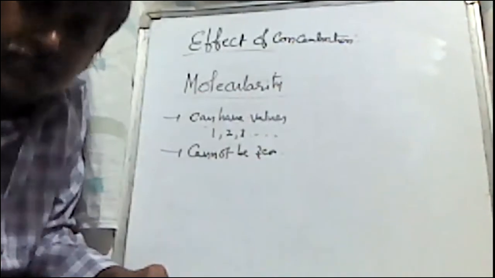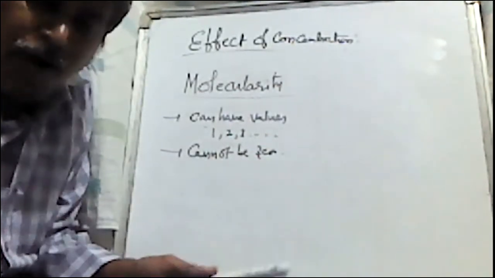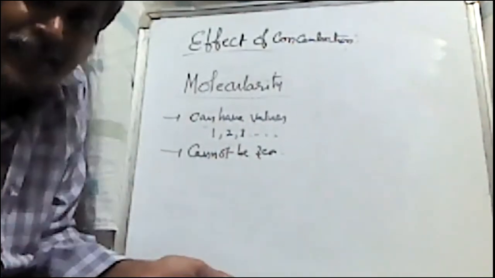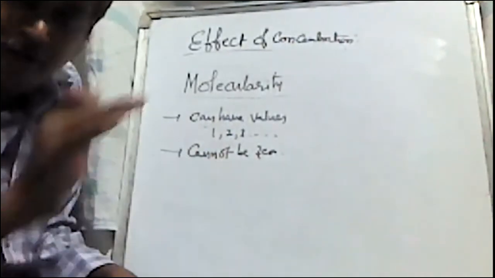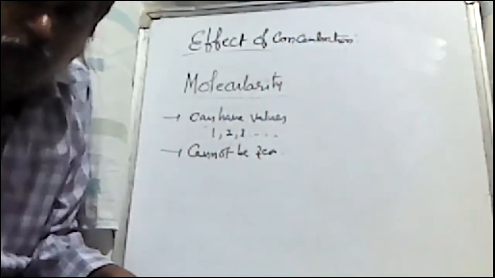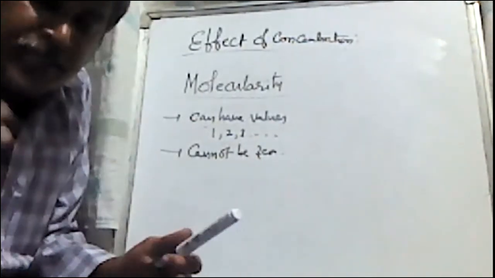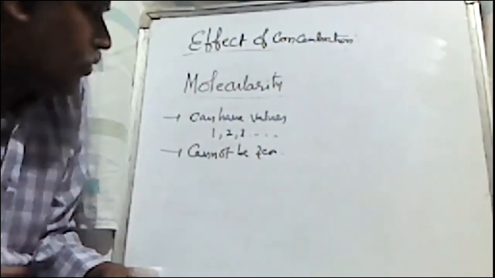If the number of molecules is zero, then what will happen? There is no reaction. If the molecularity of a class is zero, what does it mean? That no one is attending. Class strength is zero, right? That's why it can never be zero. If you say molecularity is zero, that means there is no reaction at all. That's why it cannot be zero.